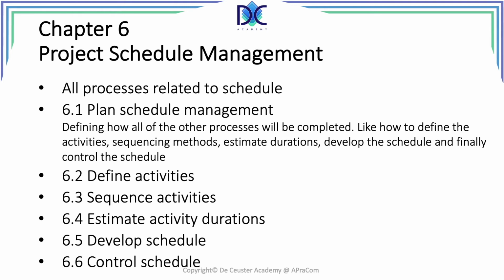And here we have to look at the activities. We have to find the activities. From the work breakdown structure, we will find the different work packages and the activities. We have to sequence them. We have to estimate how long they take. We develop the schedule and we control the schedule. So basically, we put everything together to create a project schedule, which is typically represented in a Gantt chart.